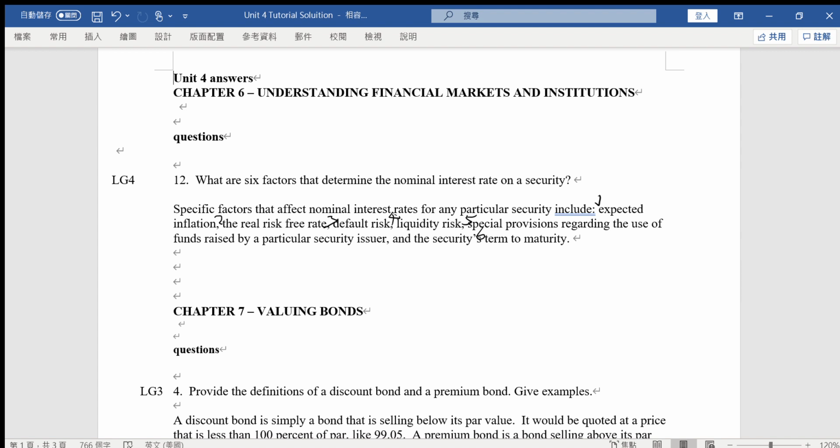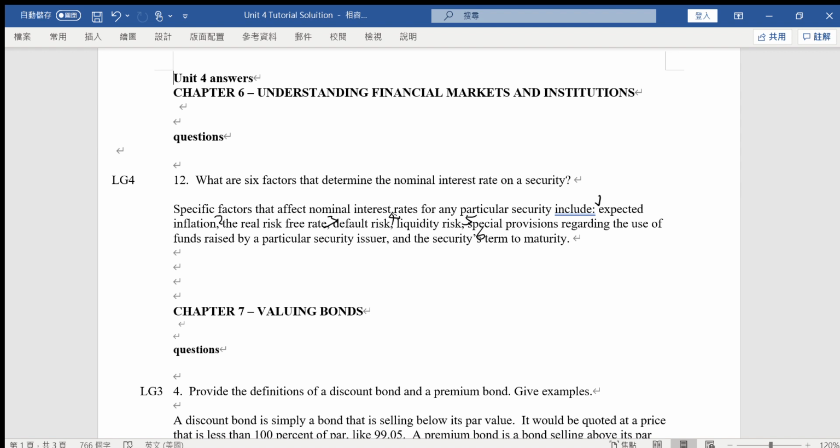But in case the question asks you about a particular item, for example, to give some special provision examples, then you may provide the 3 typical examples and explain each of them. That is important for you to understand the implication of each. Other than that, for each of these 6 factors, you may mention the relationship with the nominal interest rate, whether it is a positive or a negative relationship, that means positively related or inversely related.